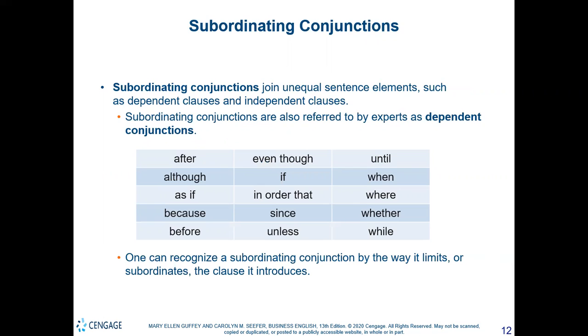These words are after, although, as if, because, before, even though, if, in order that, since, unless, until, when, where, whether, while. One can recognize a subordinating conjunction by the way it limits or subordinates the clause it introduces.